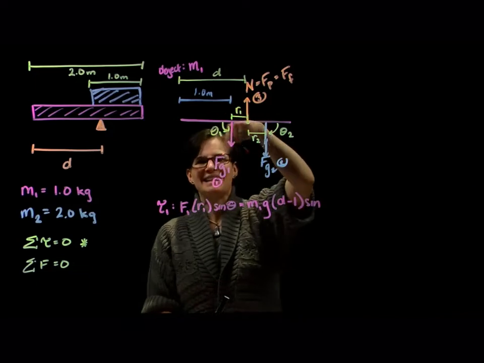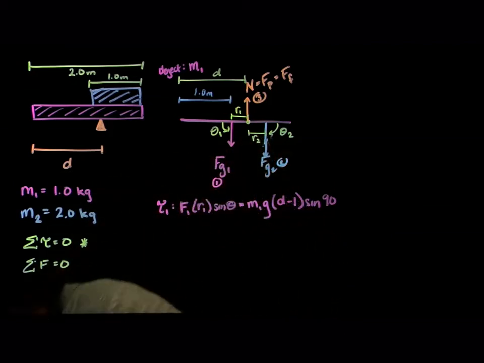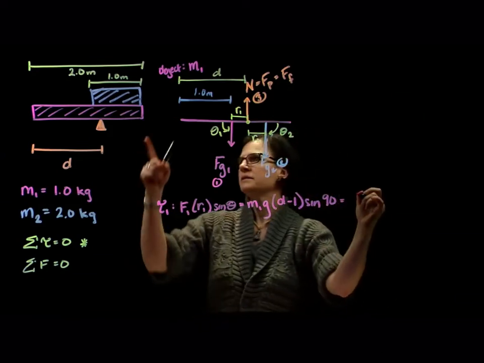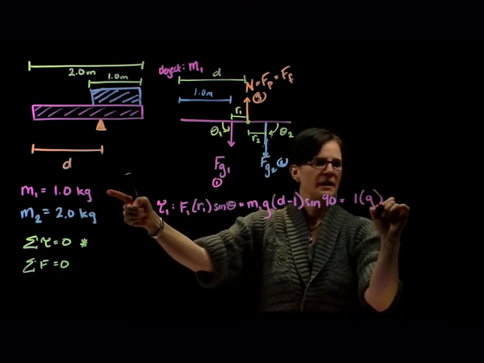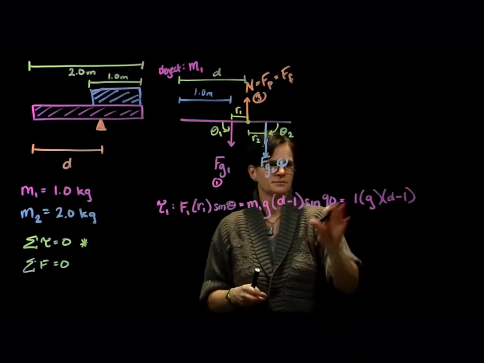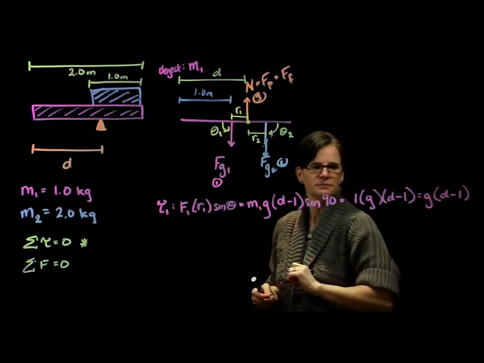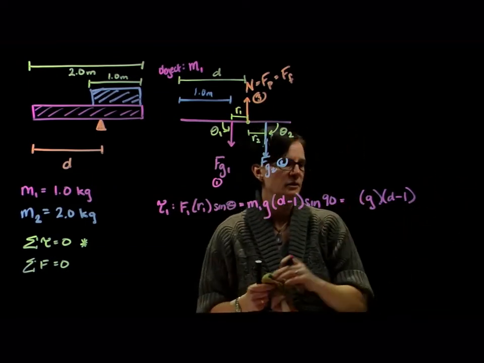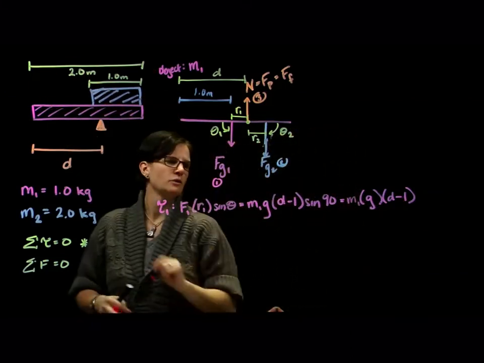Times the sine of the angle, that's 90 degrees, and it's going in the counterclockwise direction, so it's a positive 90 degrees. All right. So we're left with m1, which is 1, times g. I'm going to leave the g in there, and you'll see why in a minute, times d minus 1 times the sine of 90, which is a positive 1. So we end up with g times d minus 1. Actually, let's leave everything in variable form, because you all have different numbers. That 1 is half the total distance.